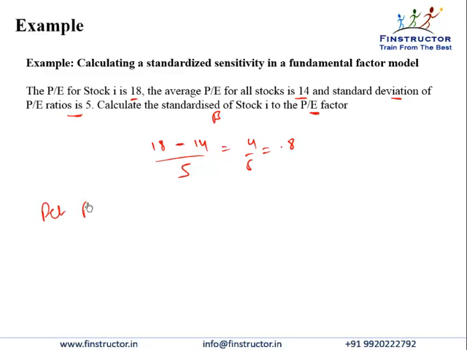The return to the PE factor is minus 4%. That is, to every extent that your PE is one standard deviation above, your return is likely to be lower by 4%. So in our case, we are 0.8 standard deviations above the average for the market. So our expected return is 0.8 into minus 4, that is about 3% lower as compared to a stock with an average P by E. If our P by E was lower, if this was 12, this multiplication would have become positive, our return would have been higher.